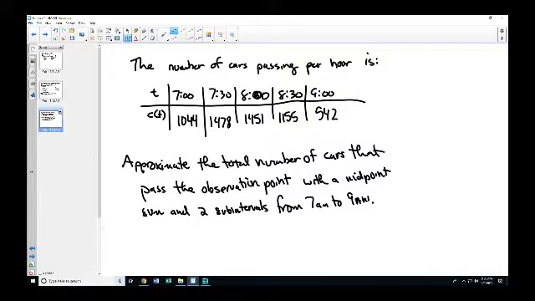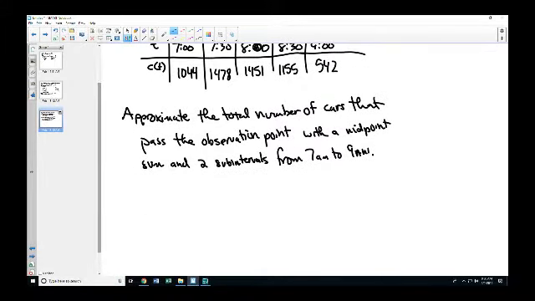So what did you get? 260. That's about right. Okay, so write that in a statement that interprets this problem in context. That's the number of cars that passed the observation point between 7 and 9 a.m.